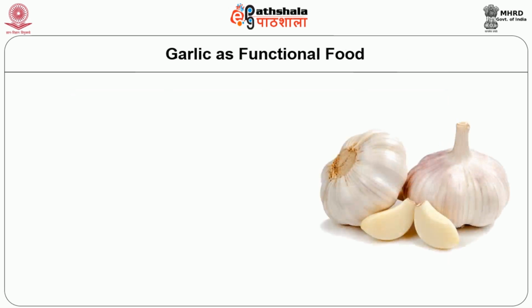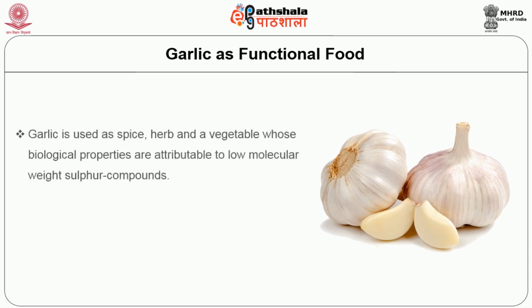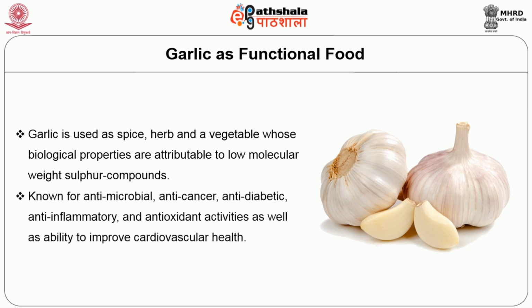Garlic as a functional food. Since time immemorial in our country particularly, our people have been using garlic in the traditional diet; it is one of the main ingredients. Garlic is used as a spice, herb and vegetable whose biological properties are attributable to low molecular weight sulfur compounds. It is known for antimicrobial, anti-cancer, anti-diabetic, anti-inflammatory and antioxidant activities, as well as the ability to improve cardiovascular health.